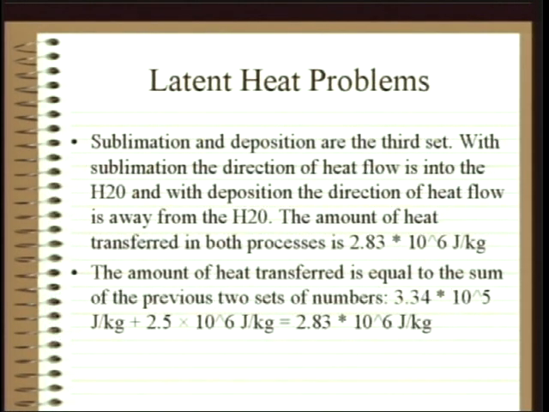And a note at the bottom of this PowerPoint: the amount of heat transferred in the sublimation and deposition process is equal to the sum of the previous values that we've looked at, the previous two sets, the 3.34 times 10 to the fifth plus the 2.5 times 10 to the sixth. Those added together, 2.83 times 10 to the 6 joules per kilogram. So sublimation and deposition are adding the amount of heat flow in the previous two sets.